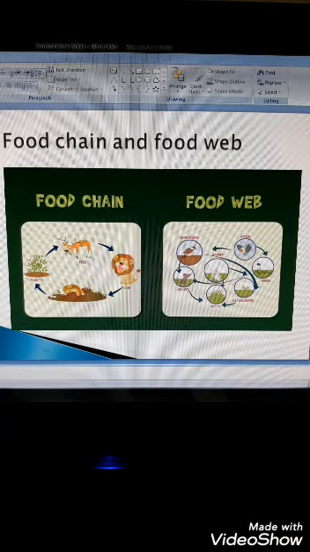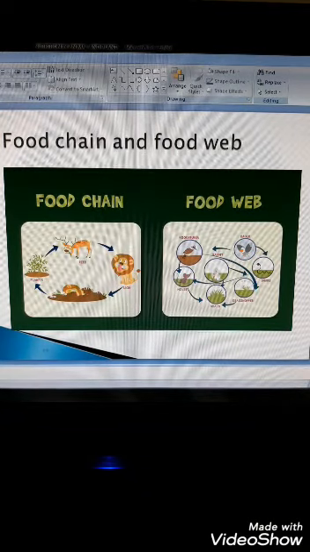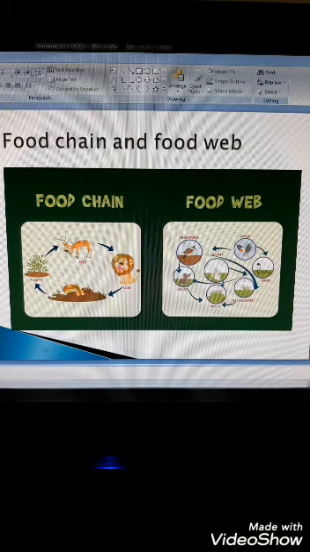Now there are figures given in your book, children. You have to go through them and understand the concept.